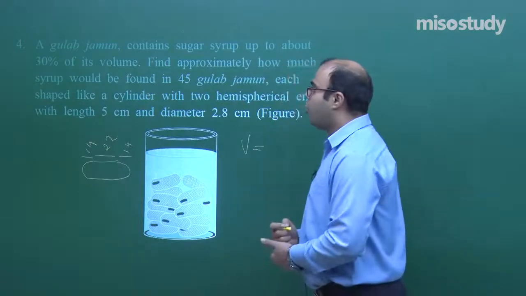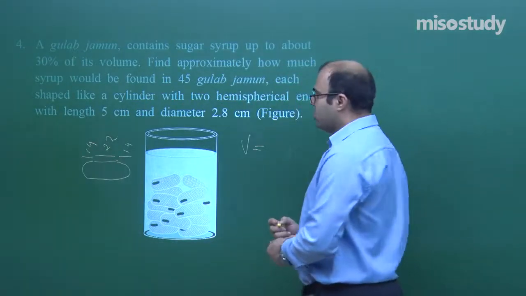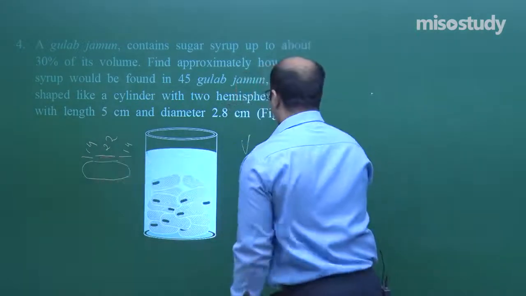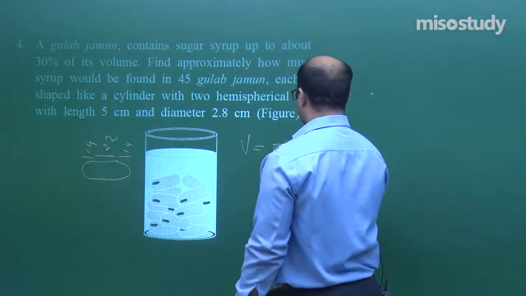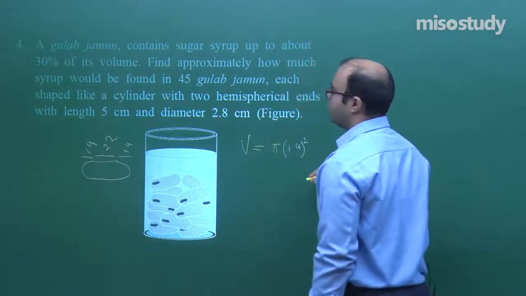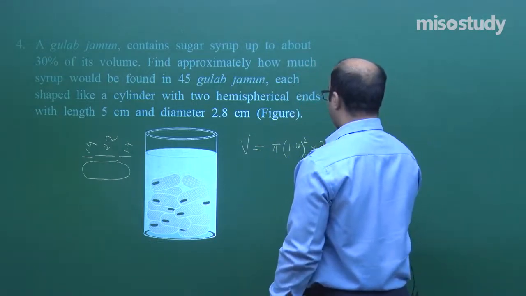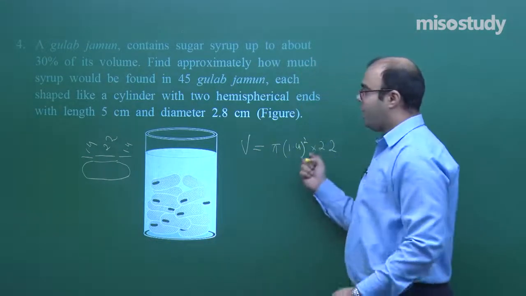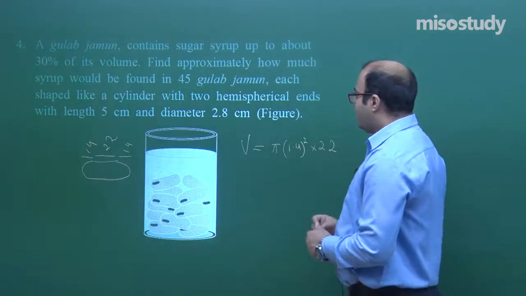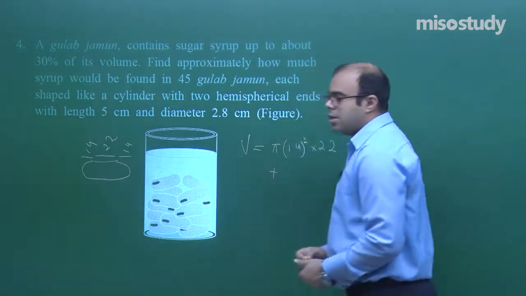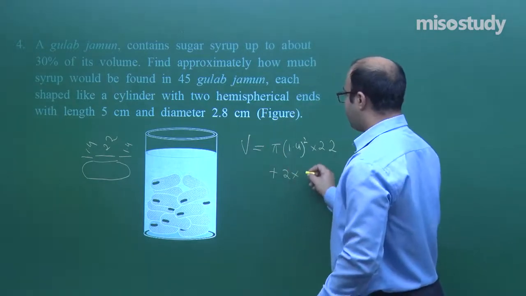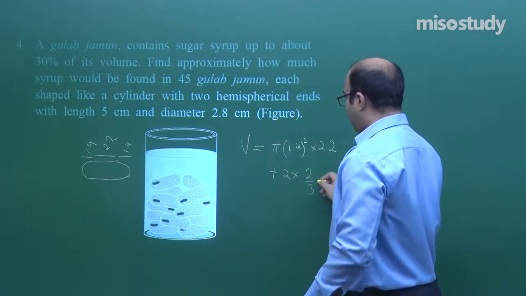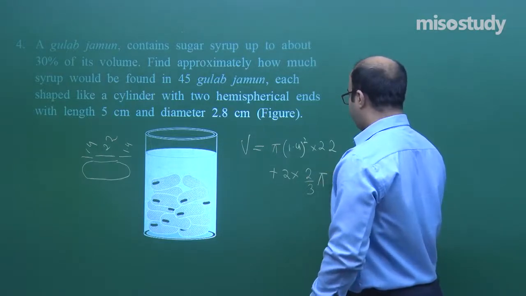So, if we take the volume here of the gulab jamun, the cylindrical part has the volume pi r square h, that is 1.4 square into h, that will become into 2.2. If we add it to the volume of the 2 hemispheres, twice the volume of a hemisphere is 2 by 3 pi r cube. So, pi and radius is 1.4.